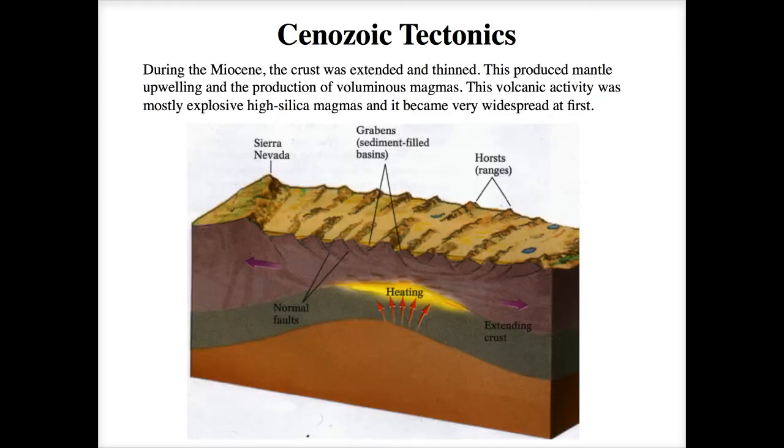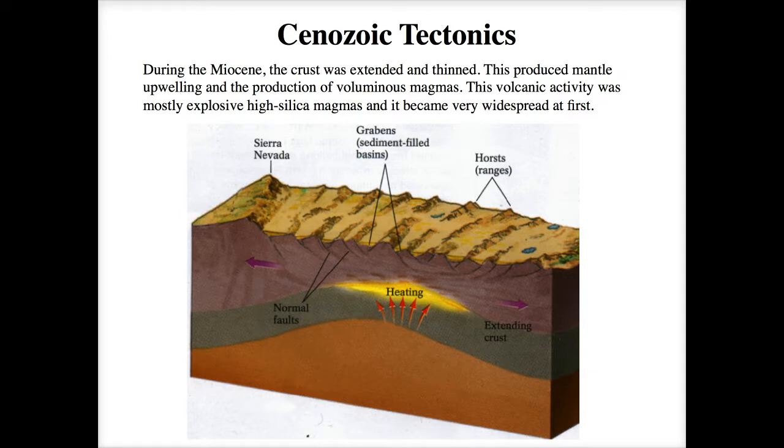So during the Miocene, the crust was extended, and when you pull the crust apart, just like pulling anything apart, it's going to get thinner as it gets wider. And as it gets thinner, the mantle is allowed to upwell, move up, right? And when it does that, it melts. So the melting is the result of mantle being moved up. We call that decompression melting.